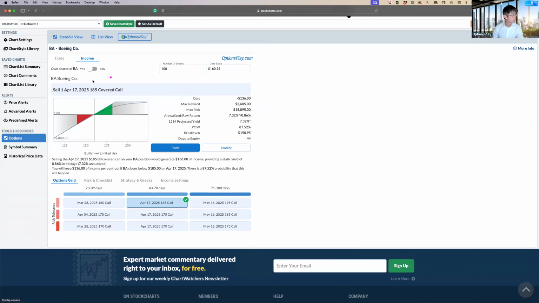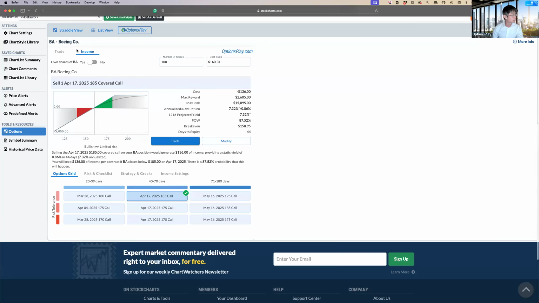And here, as you can see, it automatically tells me to sell the April 17th 185 covered call. I go to the income tab on the Options Play tool. It tells me to sell the April 17th 185 calls, and that collects $136. That's going to offset more than 3 months' worth of this particular service. And this is the single option strategy that you can trade that does not add additional risk to your overall portfolio.